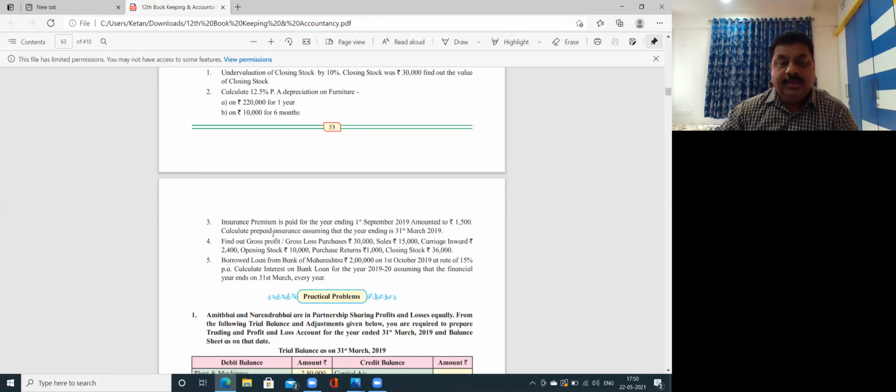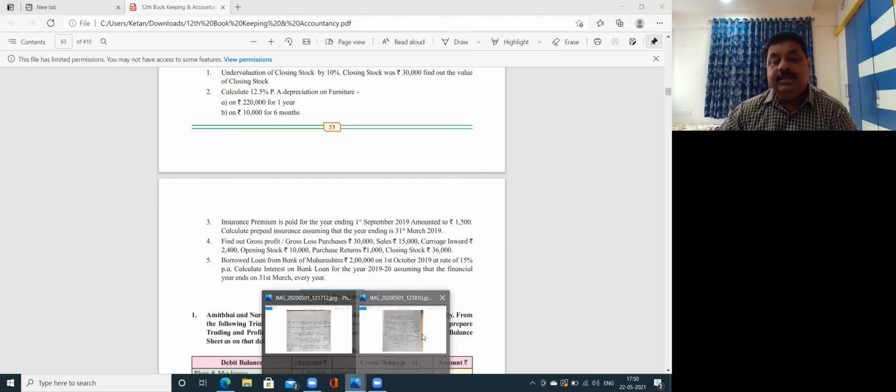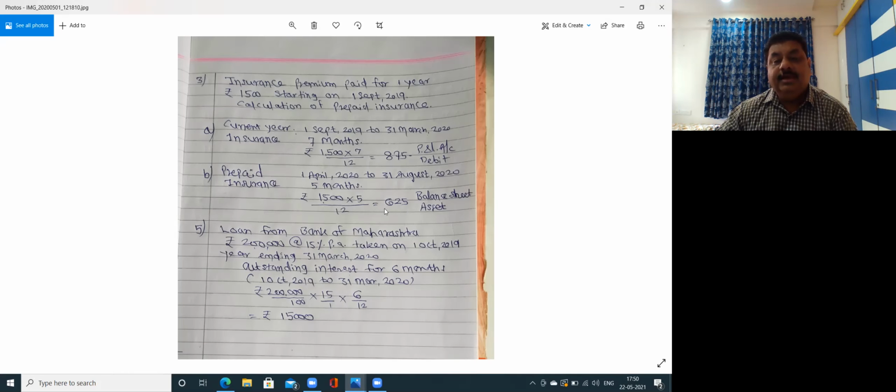क्वेश्चन क्या होता? Insurance premium paid for the year ending September 2019 amounted to 1,500. Calculate prepaid insurance assuming that year ending is 31st March. तो इसका actual answer क्या आना चाहिए? Actual answer is 625. Answer is 625 rupees. But in exam you need to show the calculation of prepaid insurance. ये current year का दिखाने की जरूरत नहीं है. It is only for your understanding. मतलब मैं ये बोलना चाहता हूं कि 875 प्रॉफिट एंड लॉस में आएगा, 625 बैलेंस शीट के एसेट में आएगा.